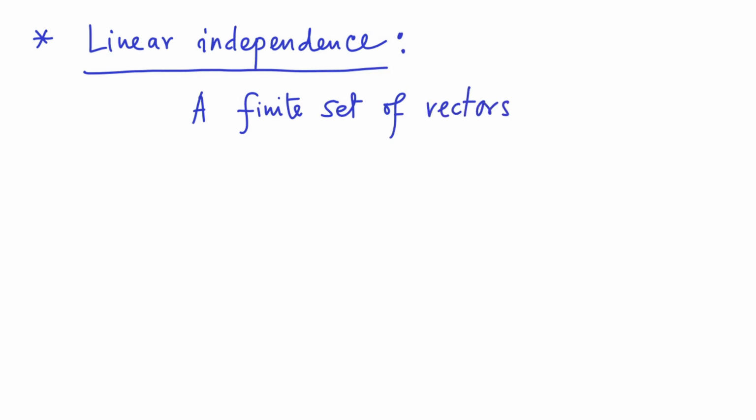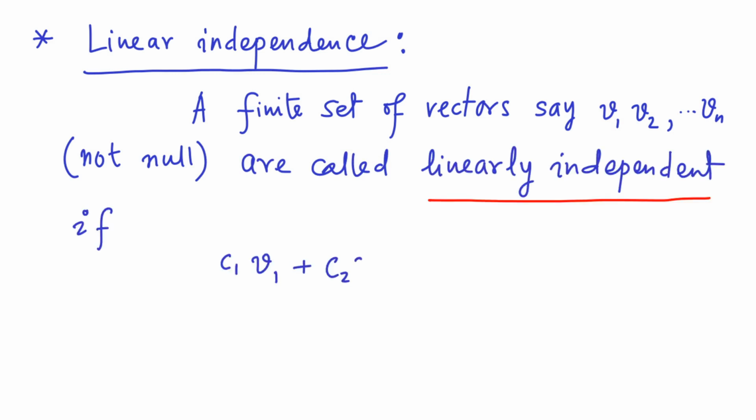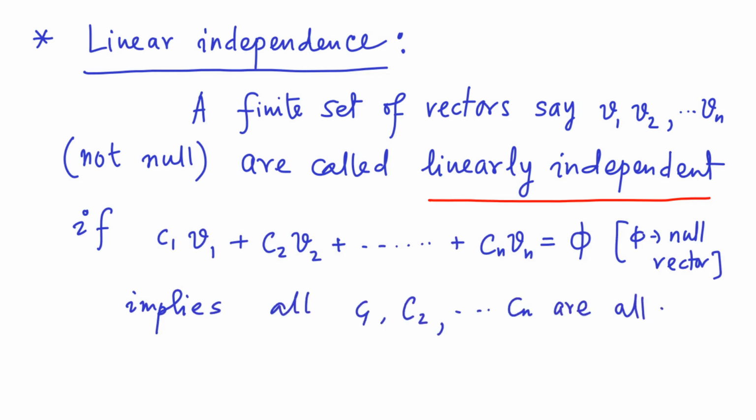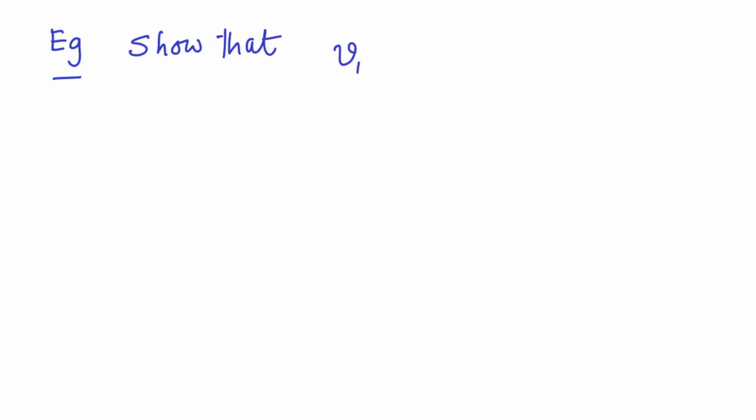A finite set of vectors, say v1, v2, ..., vn, are called linearly independent if c1 times v1 plus c2 times v2 plus ... plus cn times vn equal to phi, where phi is the null vector, implies that c1, c2, ..., cn are all 0. In other words, if we demand this condition, then the only possible solution for this equation must be such that all coefficients c1, c2, ..., cn are 0. Let us consider an example as you see it here.